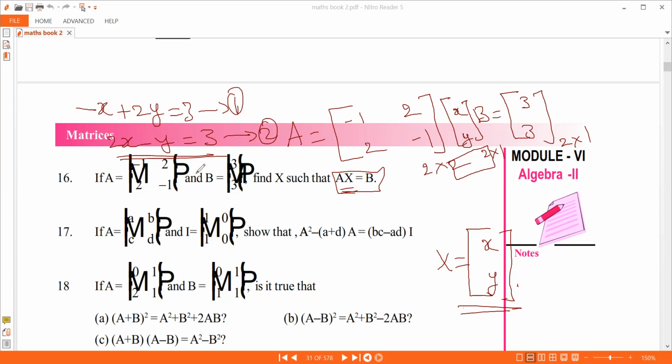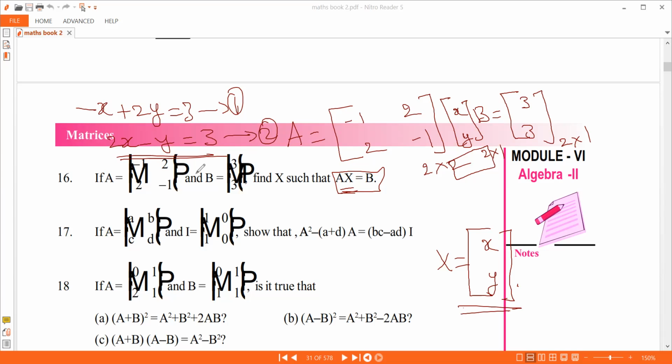A square is A into A. No, Aditi, you forgot. A is [a, b; c, d], so A square is A into A. You have to multiply the matrices. How do you multiply the matrix [a, b; c, d] with [a, b; c, d]?